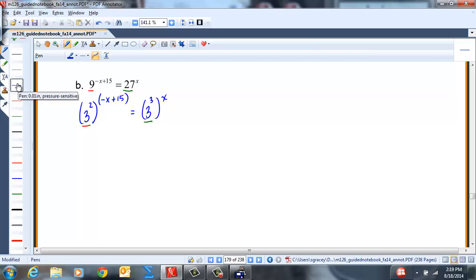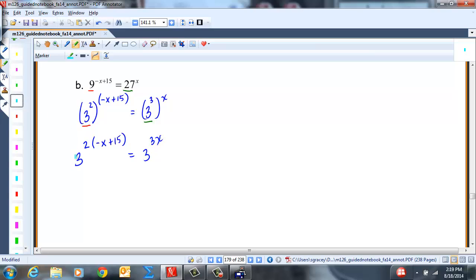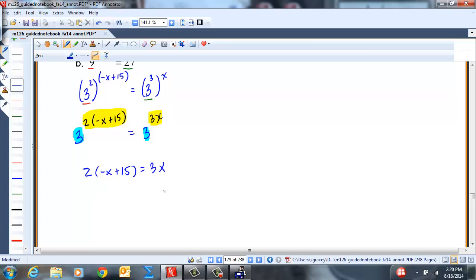So when you raise a power to a power, what do you do with the powers? Good, multiply them. So we're going to end up with 3 raised to the 2 times -x plus 15 is equal to 3 raised to the 3 times x. And now I've got my same bases. And so I can equate my 2 powers. So we'll get 2 times -x plus 15 is equal to 3x. And then you just solve that equation.